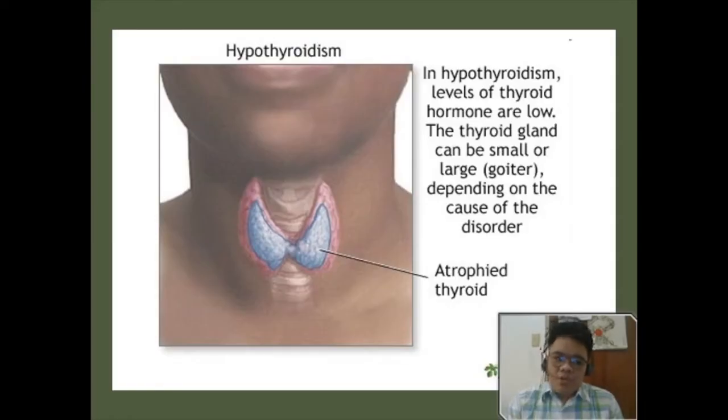Goiter. We know that goiter is the enlargement of your thyroid gland. Class, your goiter may manifest or may not manifest in hypothyroidism. Okay, take note of that. So meaning in hypothyroidism, the thyroid gland could be large or it could also be small. The enlargement of your thyroid gland is usually associated with hyperthyroidism. However, it may also be present in hypothyroidism.